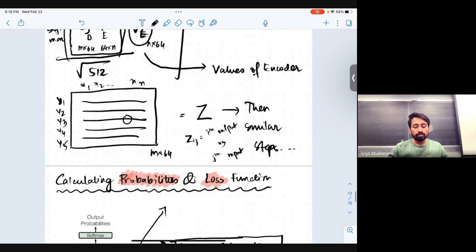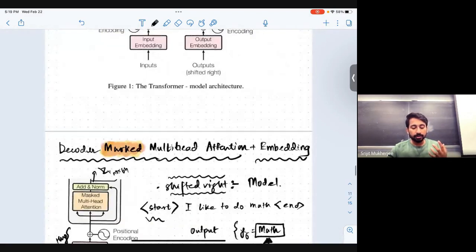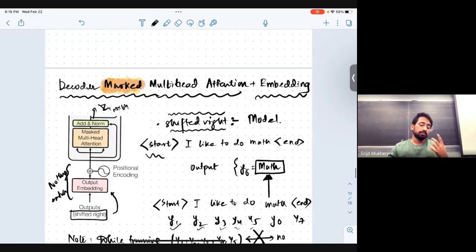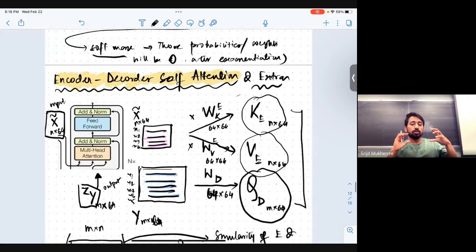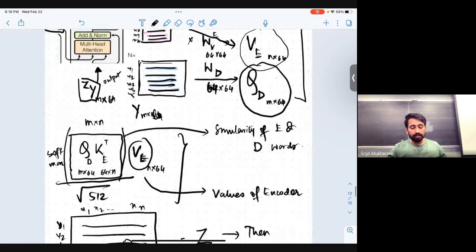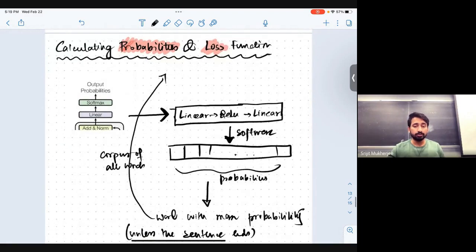So that's how we get the Z part of the decoder multi-head, the encoder-decoder attention, where both inputs are taken together. This has been long, but I hope it helps you in learning.